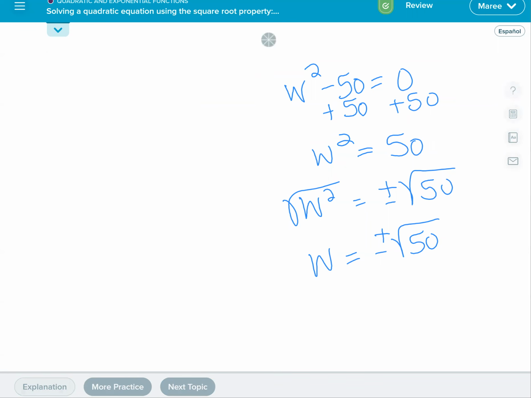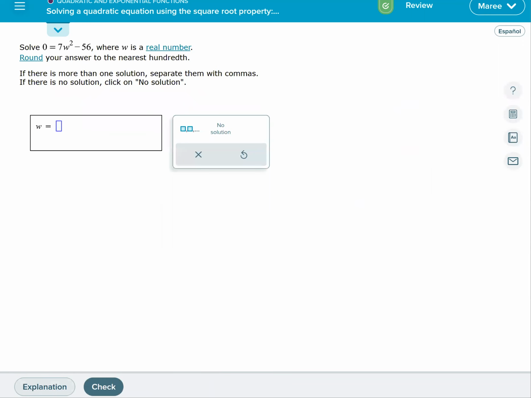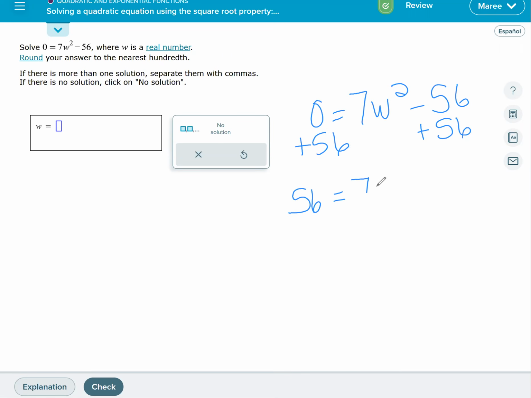Okay, we'll do another one. So in this one, we have 7w squared minus 56 equals 0. And they just write it with the 0 on the other side, which isn't a big deal. So we're going to add 56. And we have 56 equals 7w squared, but we want just 1w squared.